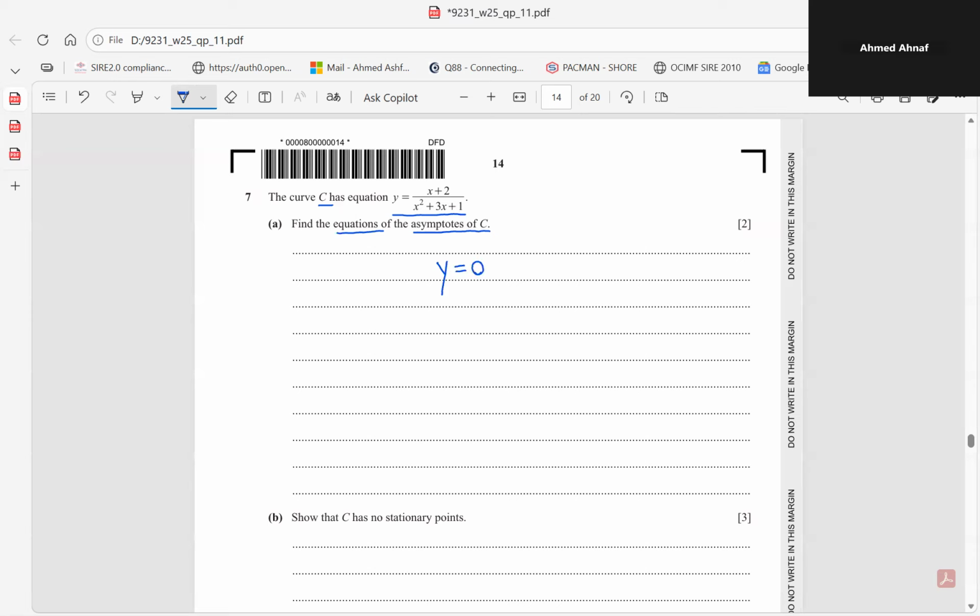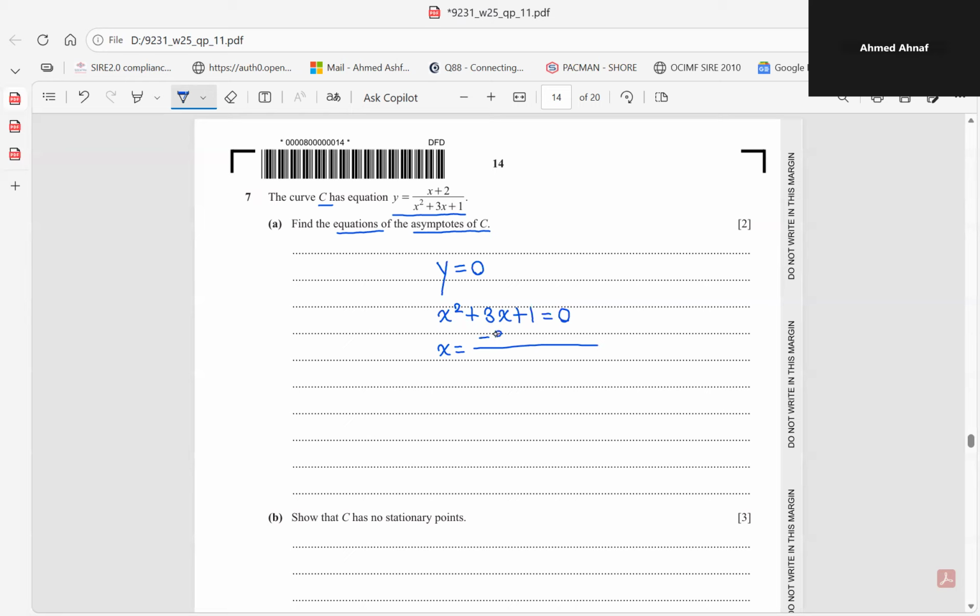As for the vertical asymptote, to find it, just equate your denominator, which is x squared plus 3x plus 1, with 0. So, okay, let me try factorizing it. If it doesn't factorize, check whether it has no real solutions. Okay, unfortunately it does have solutions. So we need to use the quadratic formula.